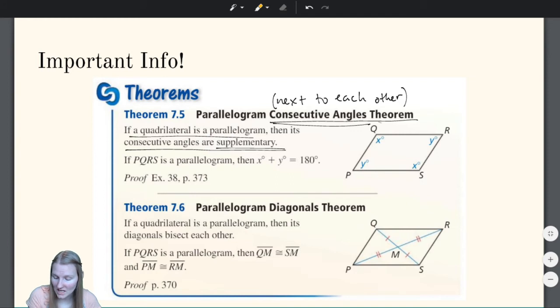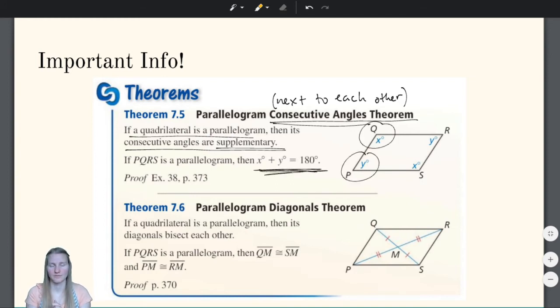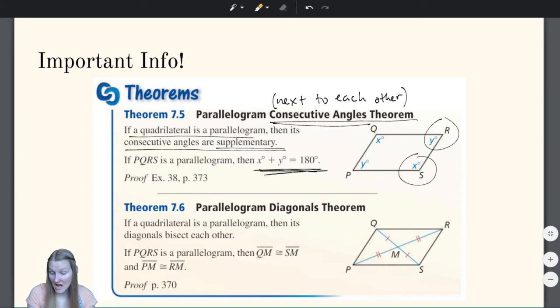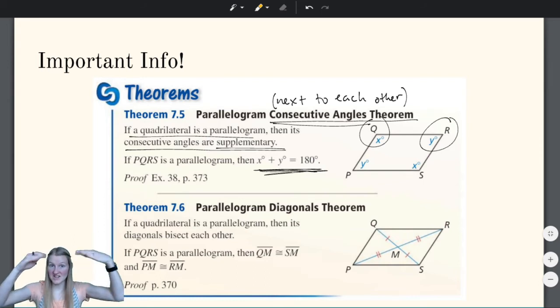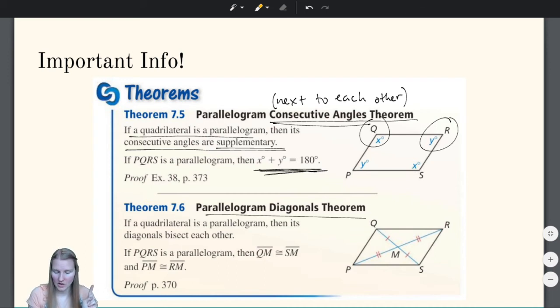So if I take x and y, that needs to be equal to 180 degrees. So the angles that are next to each other, whether it's Q and P, whether it's P and S, whether it's R and S, or whether it's Q and R, whatever it is, the angles next to each other add up to 180 degrees. They are supplementary. Okay, and the next theorem is the parallelogram diagonals theorem.